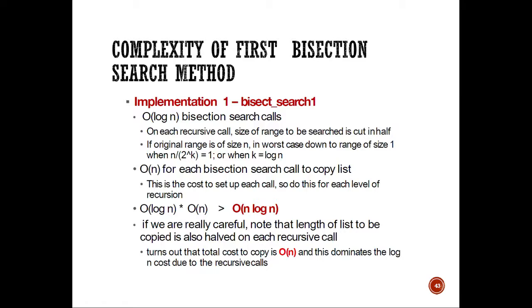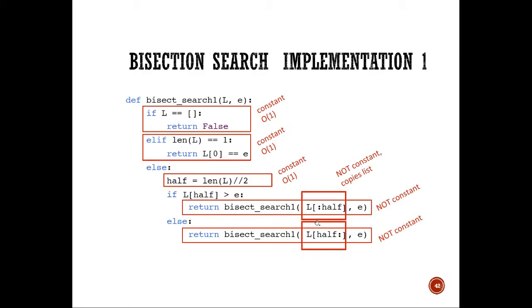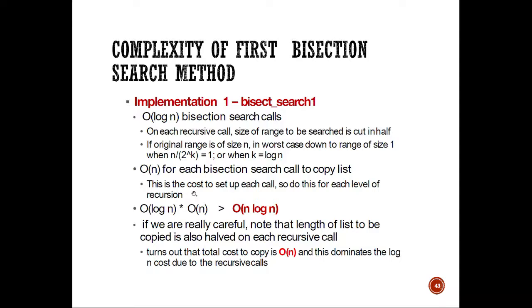So with this implementation, we have log n bisection search calls. In each recursive call, the size is cut by half. So if the original size is n, then the recursive calls will be in the order of log of n. We also need order of n for each bisection search call to copy the list, because in this part we are actually making another copy of the list. This is the cost to set up each call, so we do this for every level of recursion.